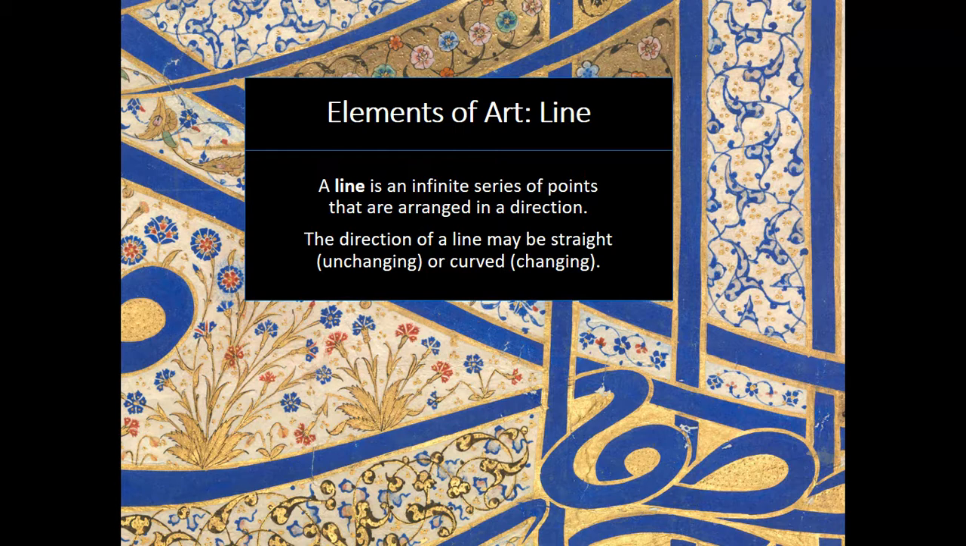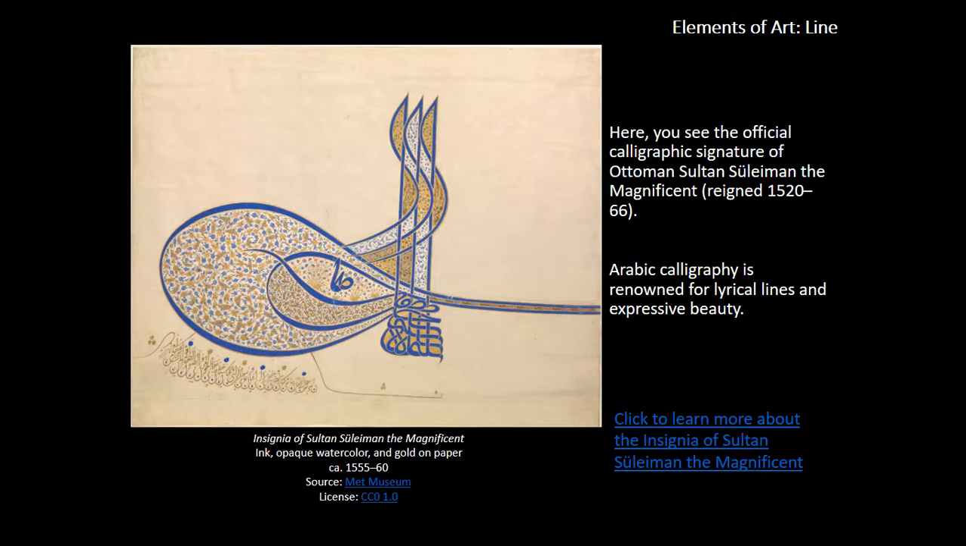The element of line, the element of art known as line, is an infinite series of points that are arranged in a different direction. And the direction of a line may be straight, unchanging, or curved, changing. Quite simply, oftentimes we think of the definition of line as a continuous mark from point A to point B. This is the elements of art focused on line.